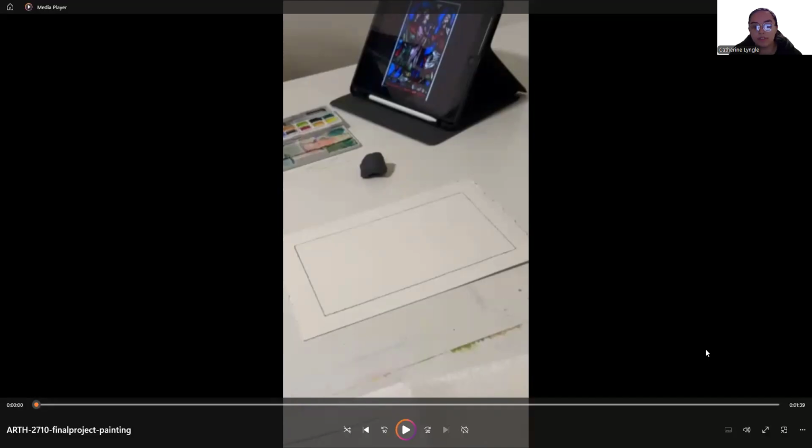Give me a moment of editing my share screen and then I will go ahead and see if I can change it out. Perfect.